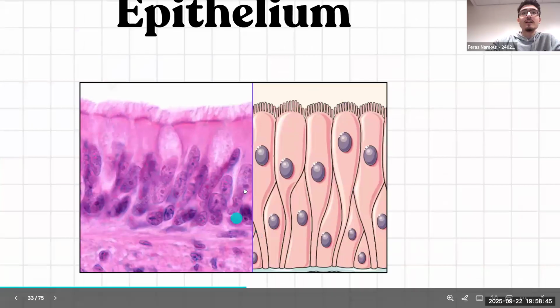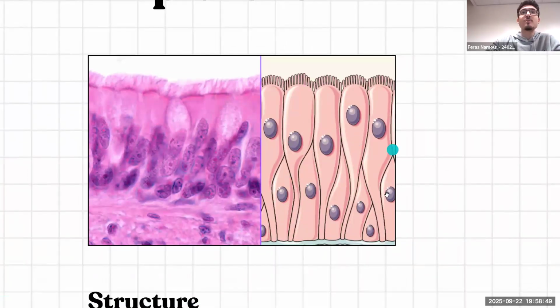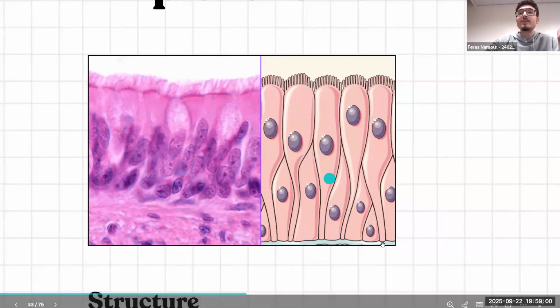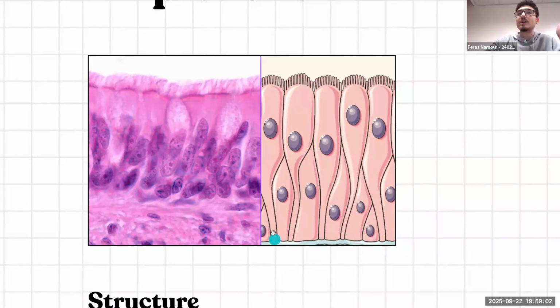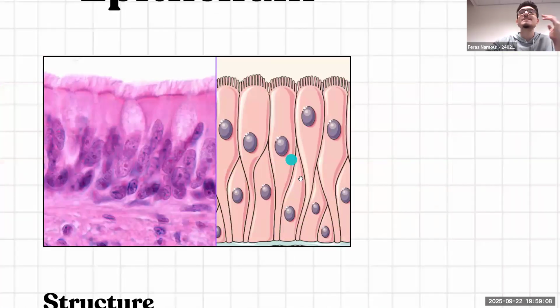Over here, I have cells that appear to be on top of each other, so I may think it's stratified, but in fact, all of them are connected to my basement membrane. All of them. So they are giving the illusion of stratification, but they're all on the same level. Even though the nuclei are not aligned on the same row, even though they're on top of each other, it's one layer. And we call this pseudostratified.